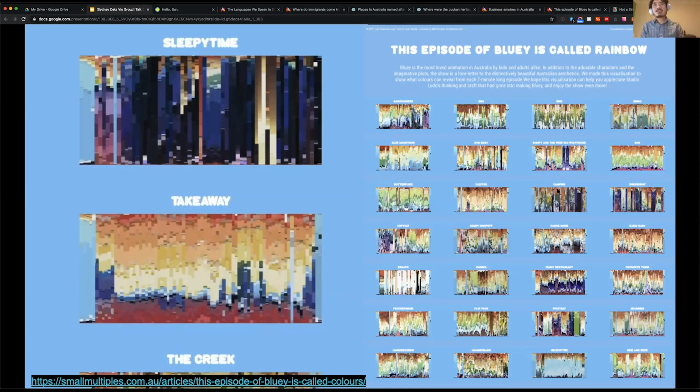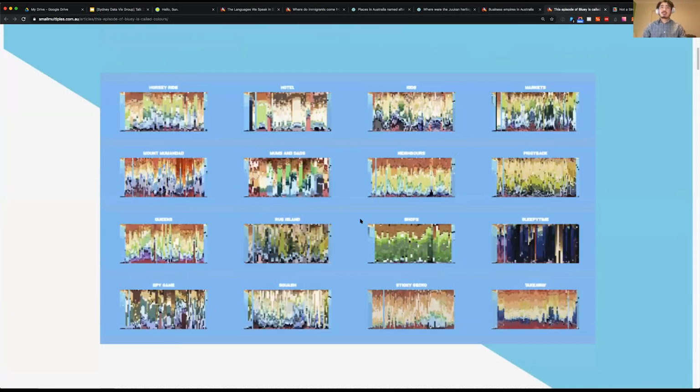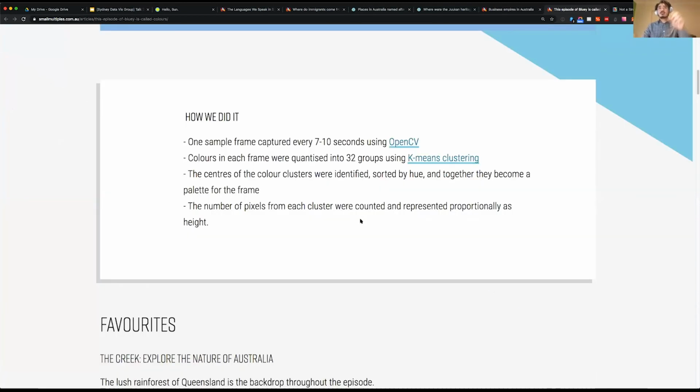I made a visualization. I captured each episode into one frame every 7 or 10 seconds, and for that frame I counted the colors being used, and then let me just show you Bluey. I used k-means clustering to quantize the colors and then sorted the colors by hue vertically. This way I can see each episode has a different topic, different theme, in a different setting.